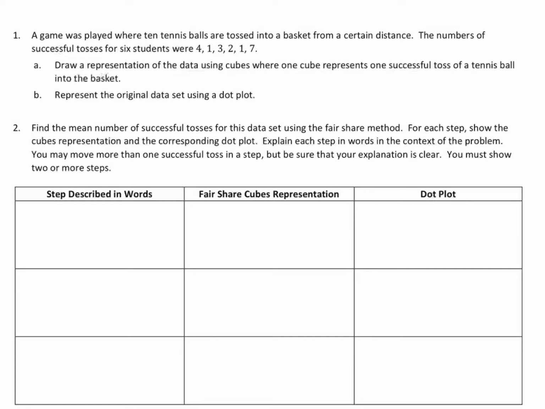A game was played where 10 tennis balls are tossed into a basket from a certain distance. The number of successful tosses for 6 students were 4, 1, 3, 2, 1, and 7. Draw a representation of the data using cubes where one cube represents one successful toss of a tennis ball into the basket.